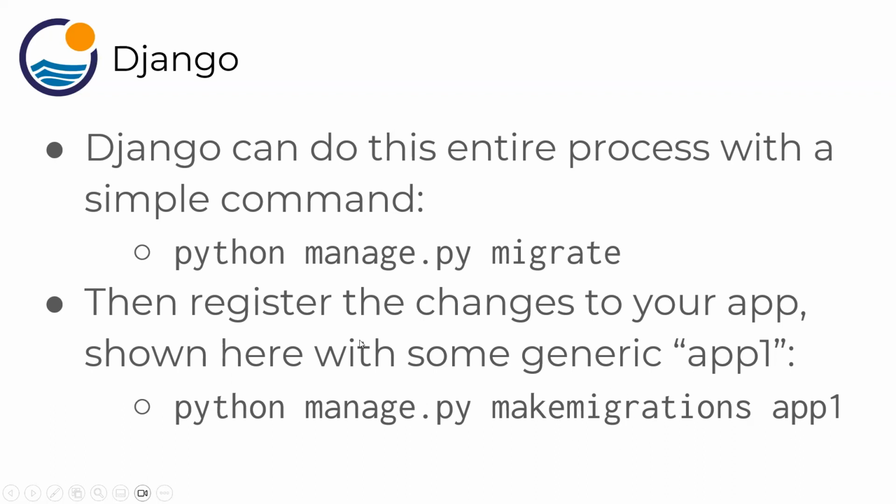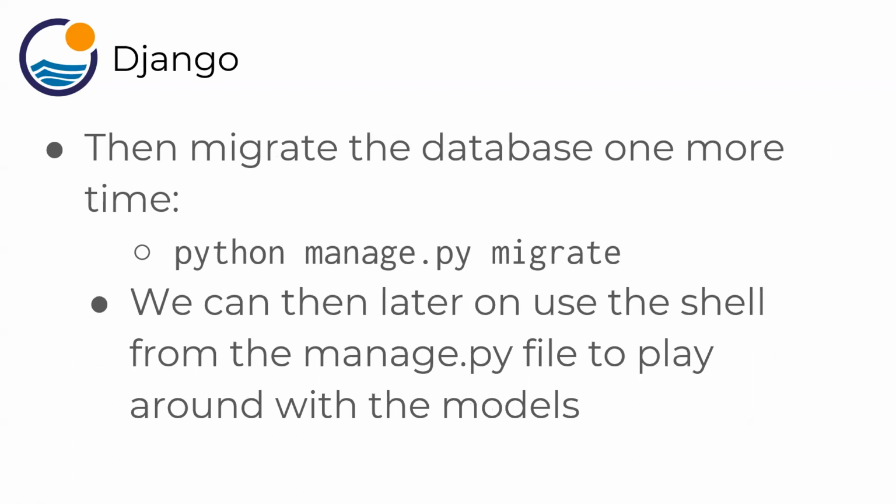So you can also add your app migrations so that your app will also consider the table, the models you have created. Then migrate the database one more time after creating that app part. You need to migrate again. This is the two-time migration process. Then later on we can use the shell from the manage.py file.